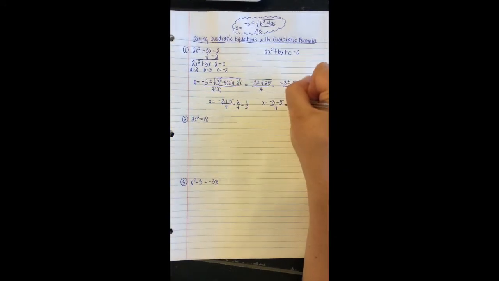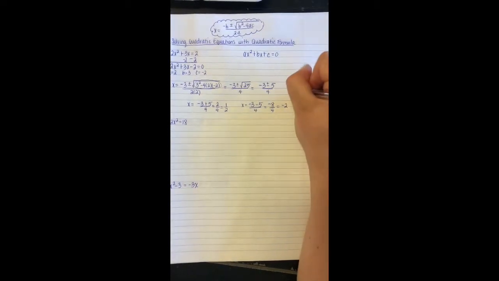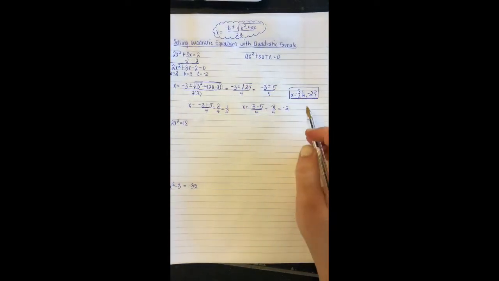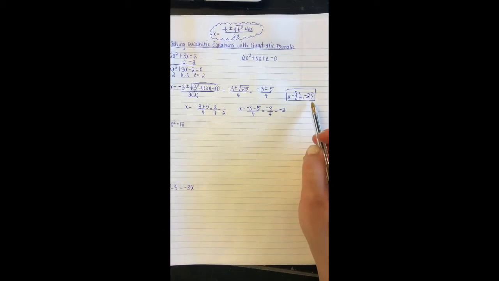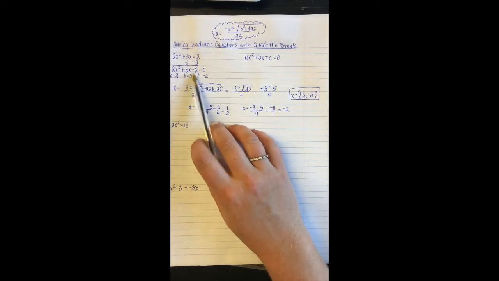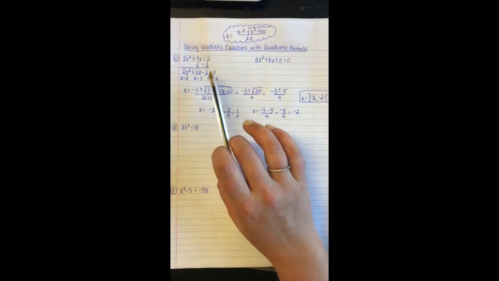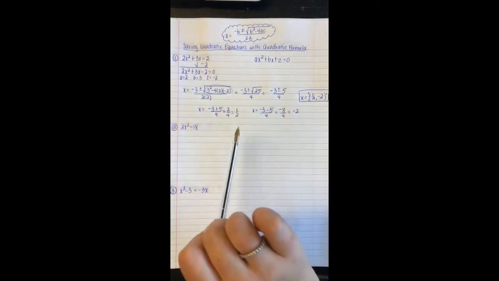-3 minus 5 would be -8, divided by 4 is -2. So your solutions in this case are x equals 1/2 and -2. Now you'll notice that because you're getting solutions that come out to be fractions and whole numbers, you're getting rational solutions. That meant this was actually a factorable equation. If you go back to when we were solving problems with tricky trinomial factoring, I actually did this one earlier and we got the same answers.